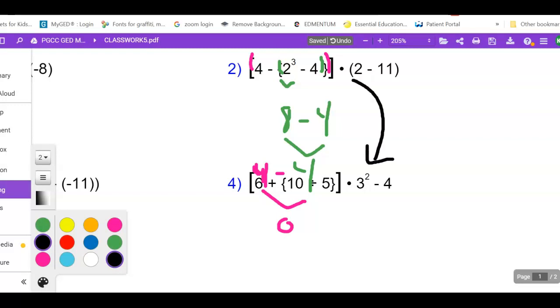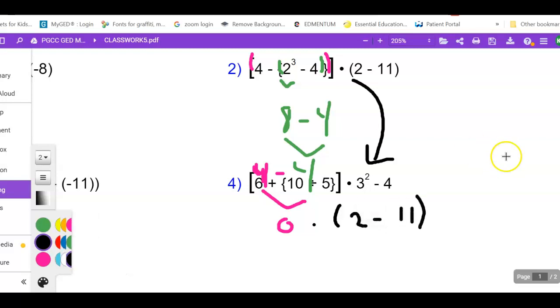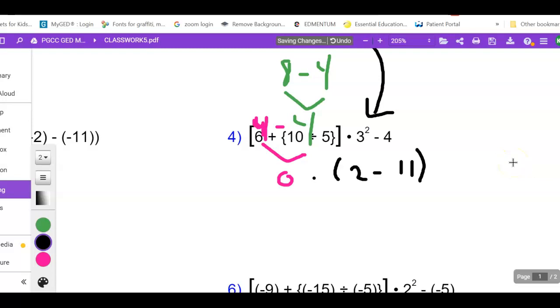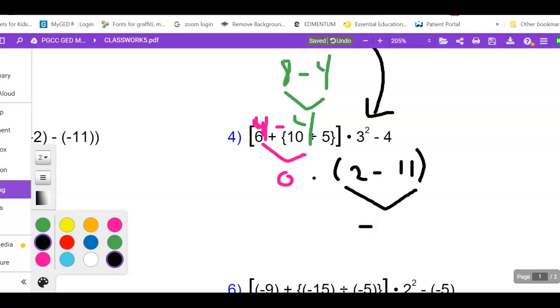Bring down the rest. Times 2 minus 11, right? You do what's in the parentheses first. So 2 minus the 11. Don't forget your integer rules. So 2 minus 11 gives me negative 9. I bring down the rest. Times 0. 0 times negative 9. Answer: 0.